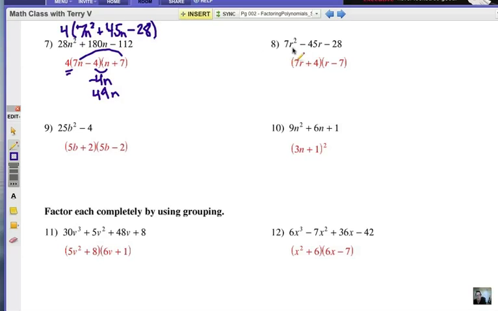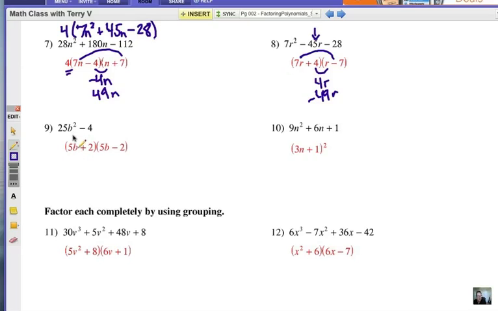Here, nothing to factor out first of all, so it's going to be these two binomials. And again, look at your middle terms. You've got a positive 4r and a negative 49r. That gives you your middle term there of negative 45r. A little bit of trial and error necessary on that one.